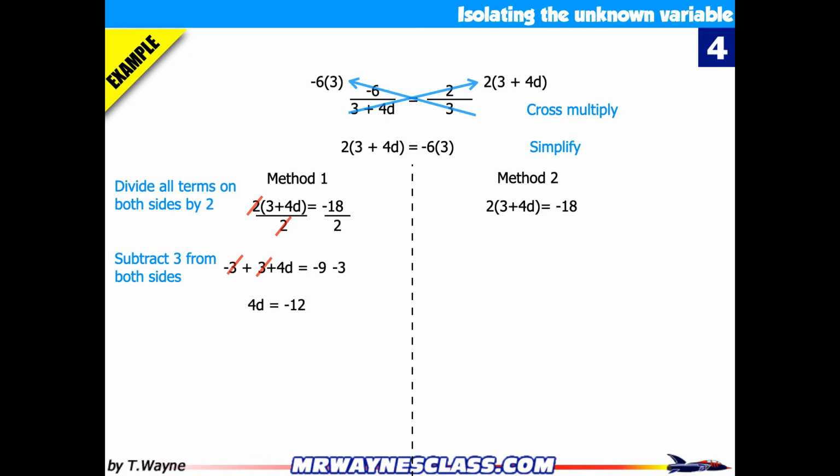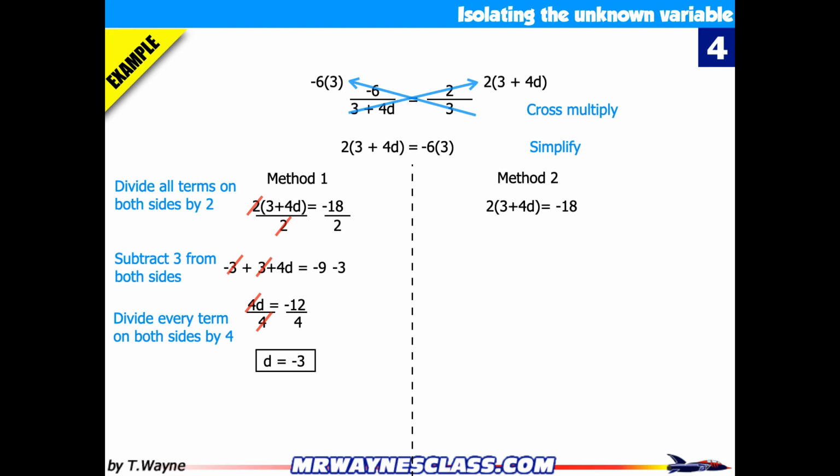Now to isolate d, I'll do the opposite of 4 times d and divide both sides by 4. So I'll divide all my terms by 4. On the left-hand side, you can see the 4's divide out. On the right-hand side, it's negative 12 divided by 4. So d is equal to negative 3.